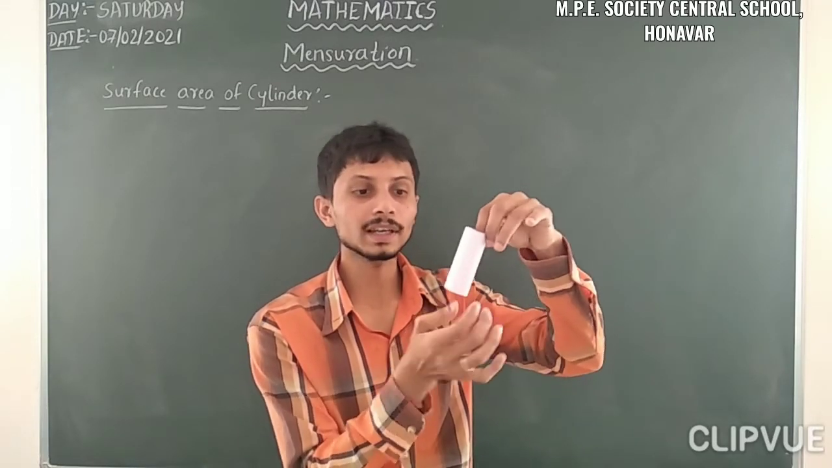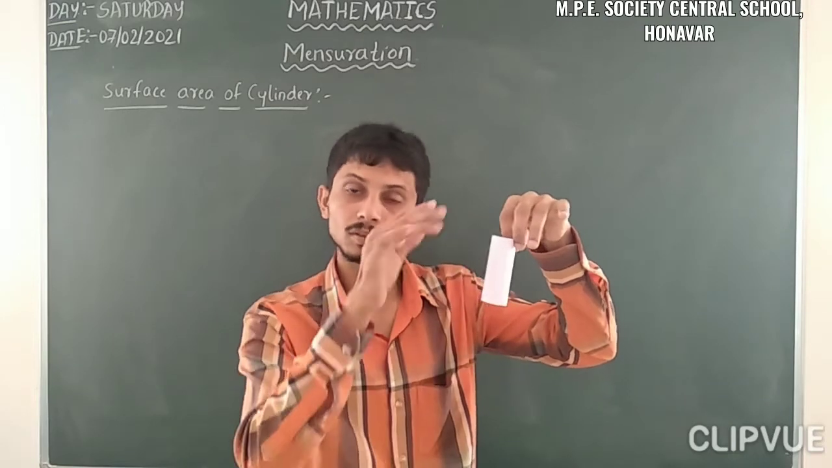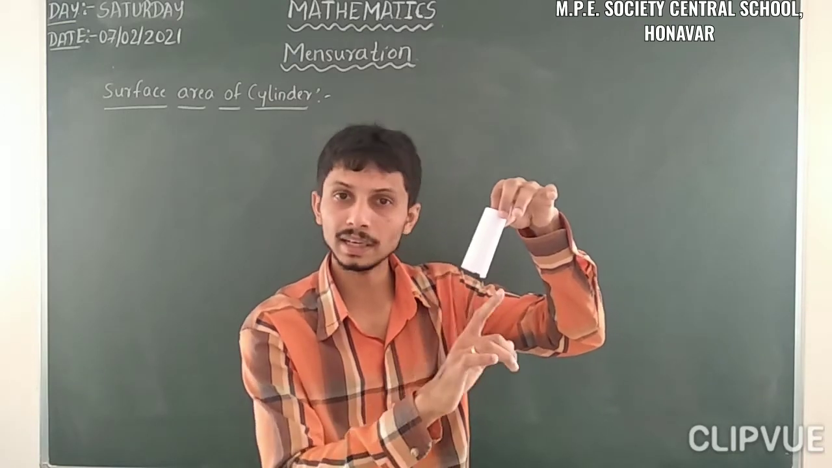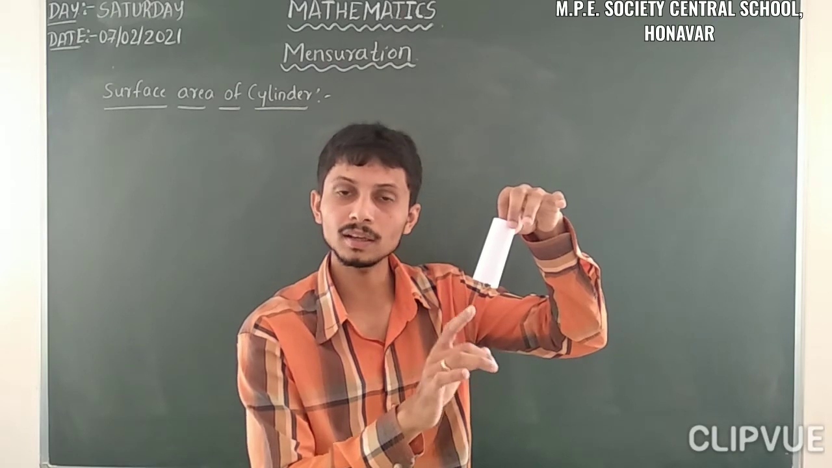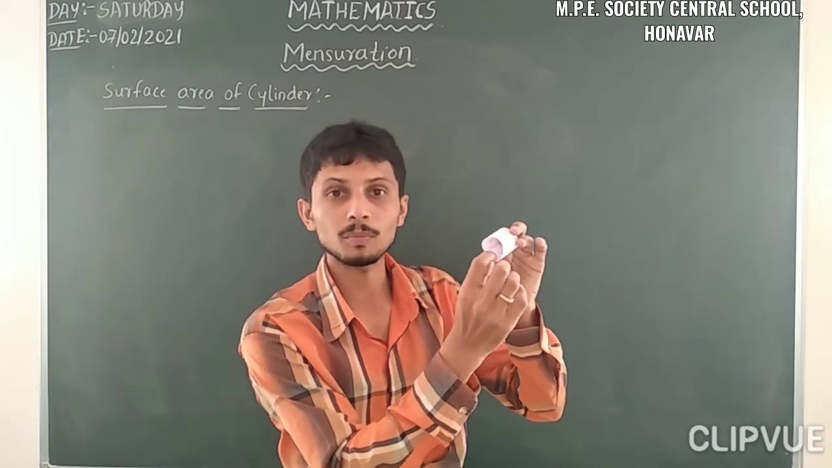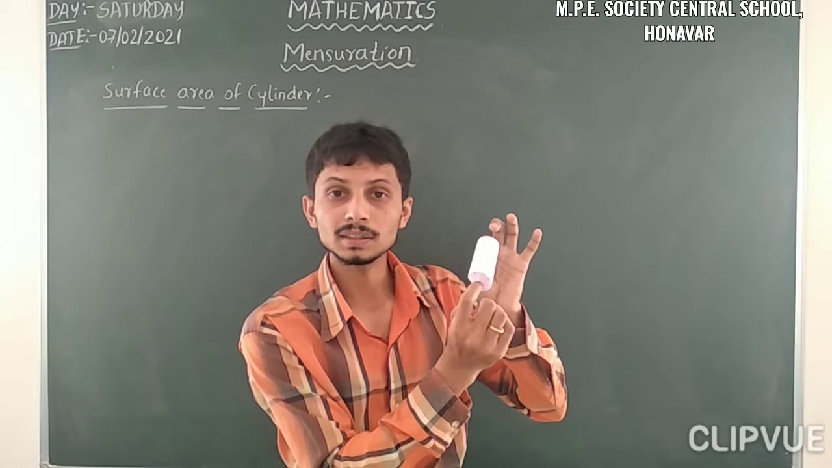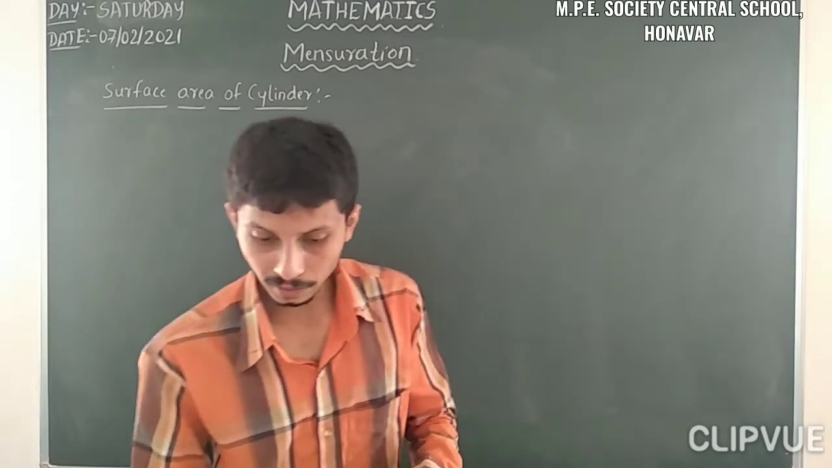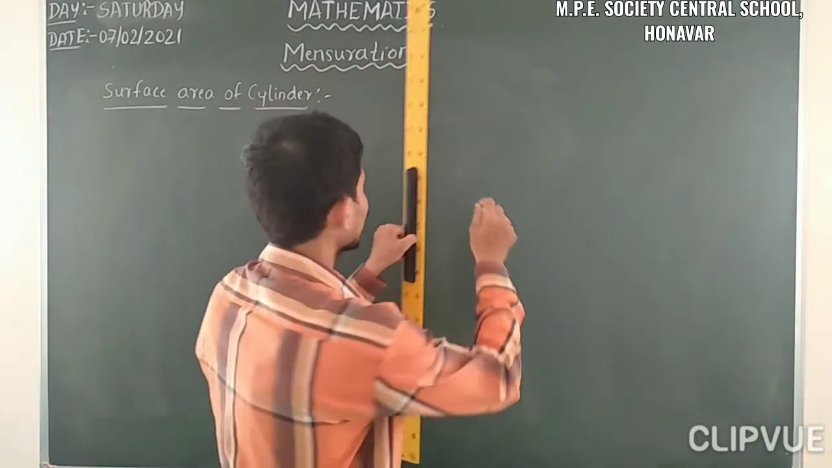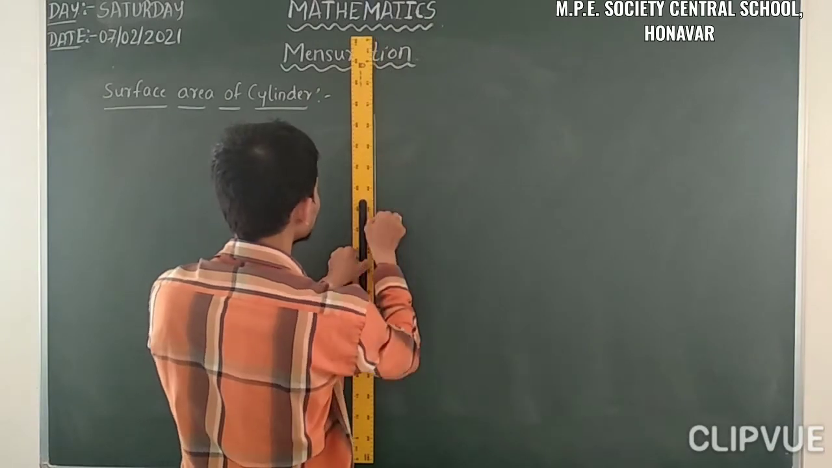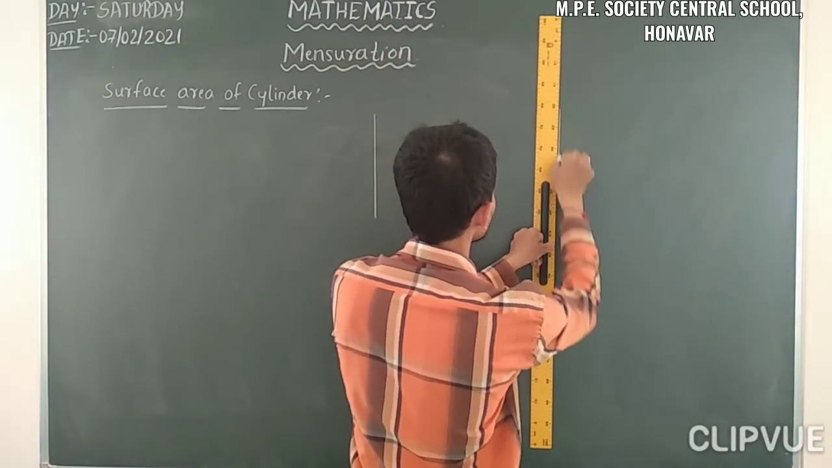That means whatever length we have is rotated. So the breadth remains as it is, and the length of this rectangle is rotated and converted into the form of the circumference of the circle. So here initially we have the rectangle.